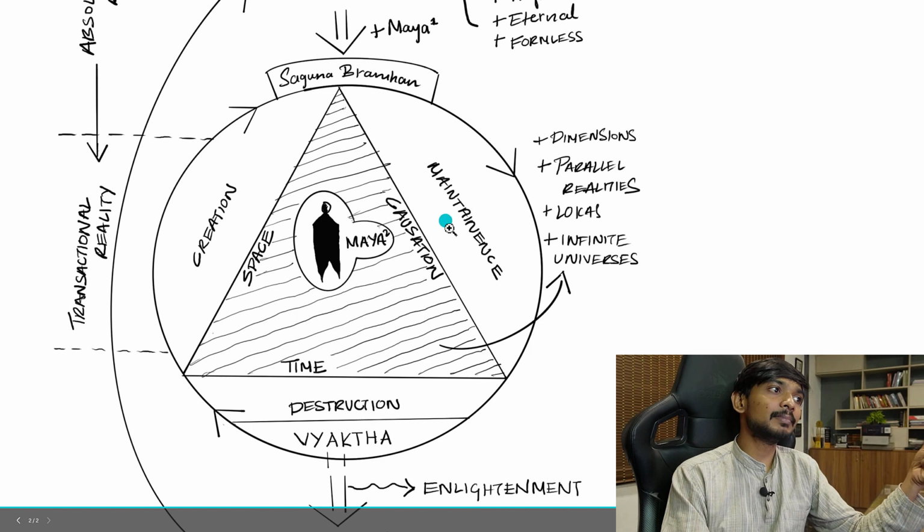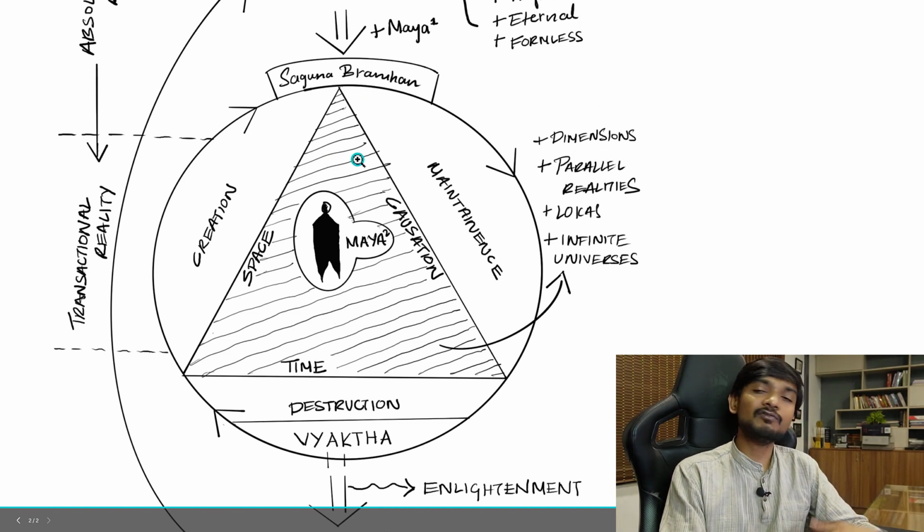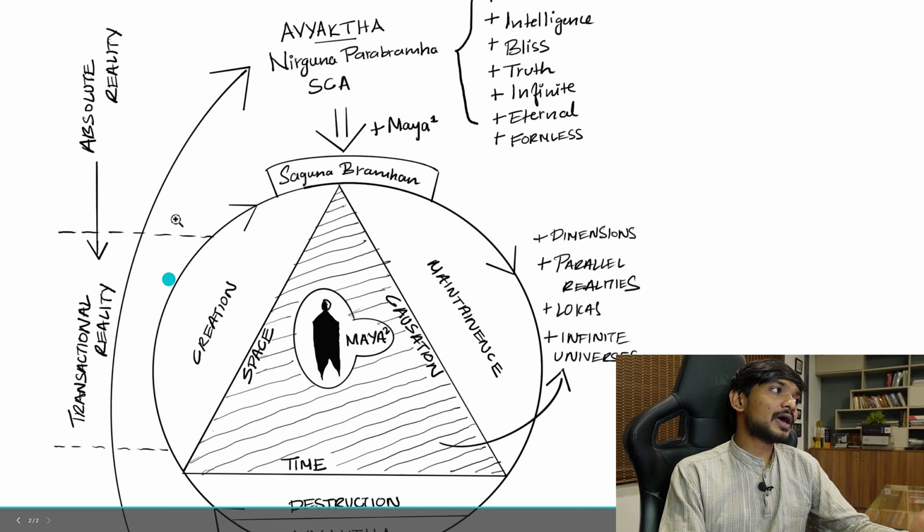And this Maya is nothing but time, space and causation, which is basically a framework for this physical universe to exist. And within this framework and within this triangle, all the different dimensions, parallel realities, lokas and infinite universes, all the things that science is exploring, our technology, our warfare, our nationalism, everything happens within this triangle of Maya. And Maya forms the transactional reality that we experience today. Beyond this transactional reality is the absolute reality which always exists.